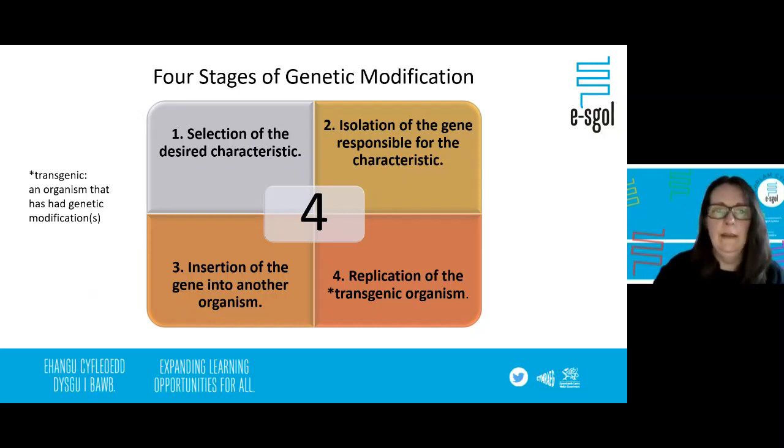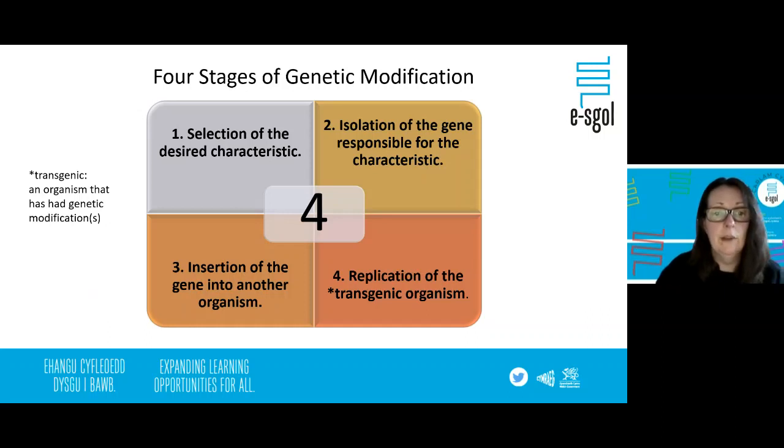So first of all, we select our desired characteristic. So if we think about our starter question that we thought about at the start, we might want to find in that situation the characteristic that enables our plants to survive in very dry conditions. Stage 2 would be to isolate that gene responsible for that characteristic. So we find the gene within the genome and we make a note of that.